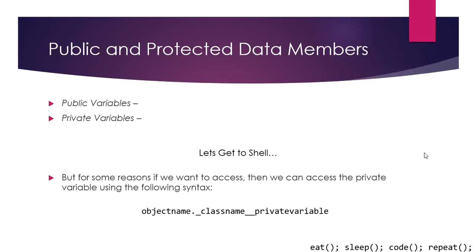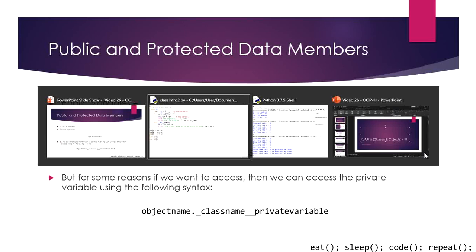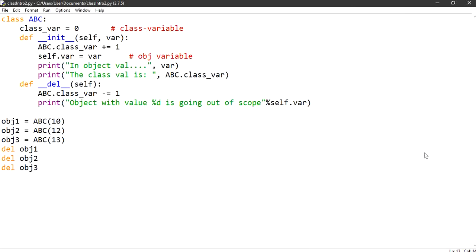Public variables are the variables which can be accessed throughout our code, or throughout our class. Throughout our class in the sense that inside the scope of the class and outside the class also. Then we have private variables. Private variables are the variables which cannot be accessed from anywhere in the program, but there are still ways by which we can access that data. Let's move to the interactive shell and see how we can have private as well as public data.